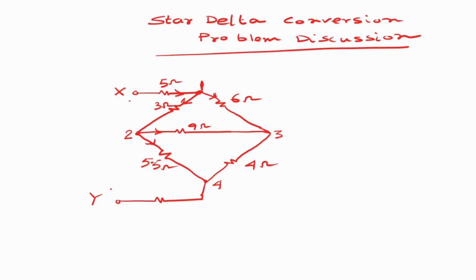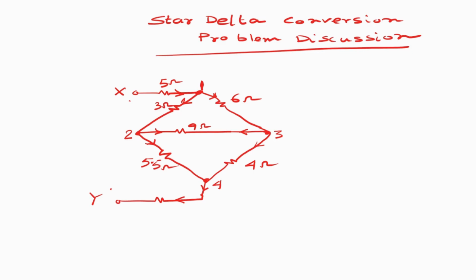But when the 6 ohm resistor current reaches the junction 3, it again divides in two directions, one through the 9 ohm resistor, another passing through the 4 ohm resistor. And these two currents, through the 5.5 ohm and through the 4 ohm, meet at the junction 4 and give another current that reaches the terminal Y. So entering current through X and outgoing current to Y.